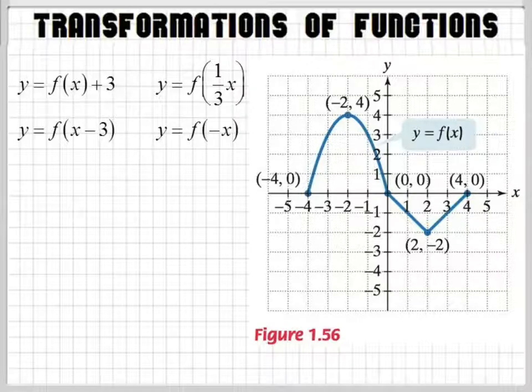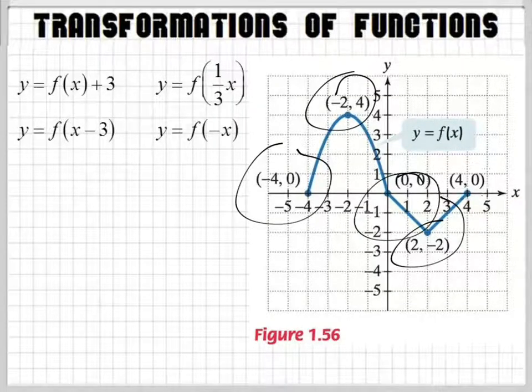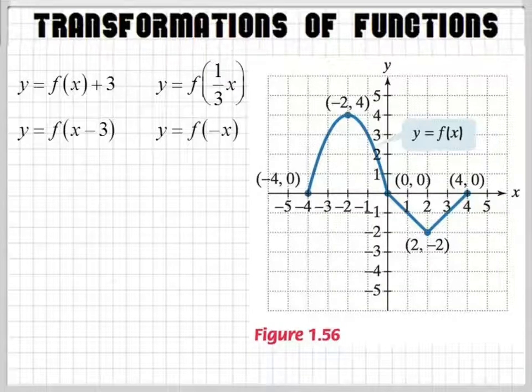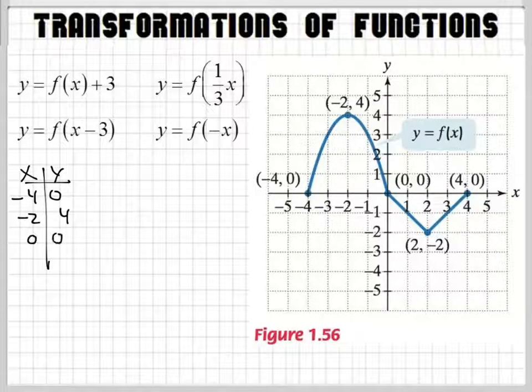One way to do it is to make a table of the points that they give you. This is one way to do it. You don't have to do it this way. So if I make a table of the points that they give me, it would be x and then y, and it would be negative 4, 0, negative 2, 4, 0, 0, 2, negative 2, and then 4, 0. That's 5 points. Okay, so let's do this one right here.